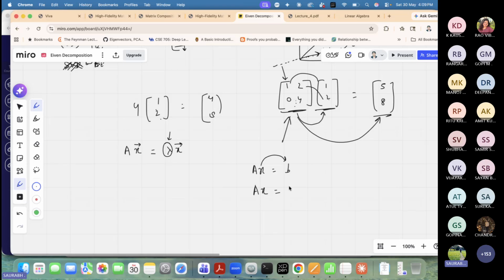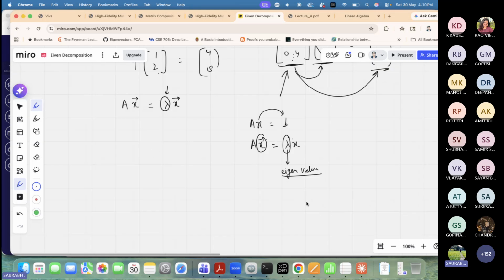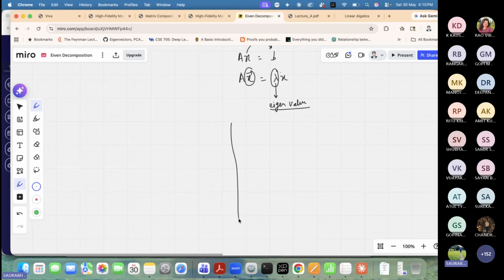Ax equals lambda x, which means that x is getting to a new point, but that new point is dependent on what that scaling factor is. And this scaling factor is called the eigenvalue. Okay. Now, to help you visualize this, think of it as you have a vector here.